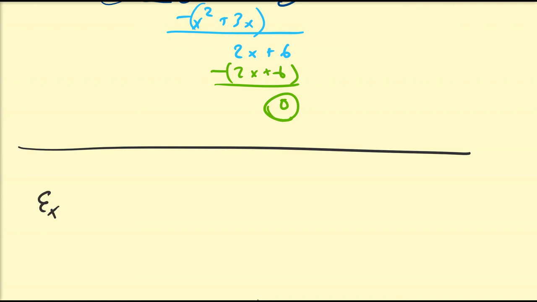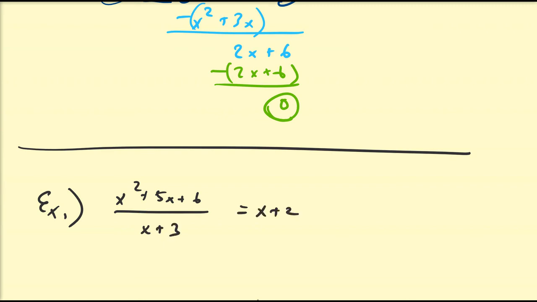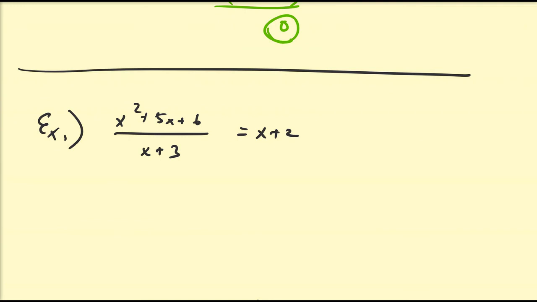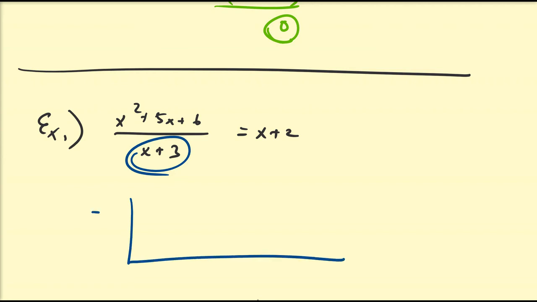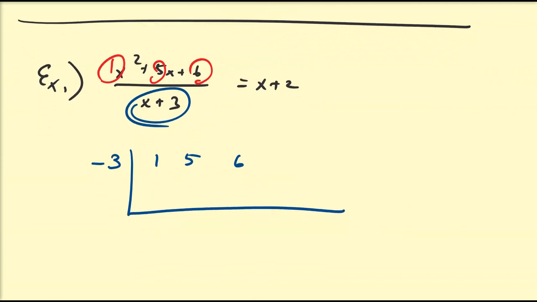So let us assume, again, we want to use x squared plus 5x plus 6 divided by x plus 3, and we want to show that this is equal to x plus 2 using this new method. So we want to divide this into the top. So this is x plus 3, so what we're going to do is put negative 3 outside of a little box, and we're going to grab these coefficients 1, 5, and 6 and put them in the top of our box. So 1, 5, and 6. So this is the setup for synthetic division.